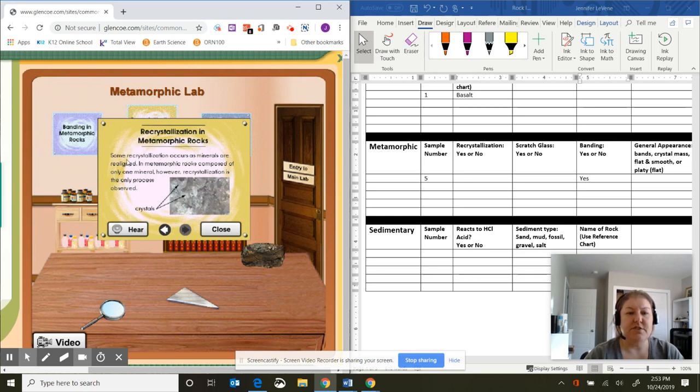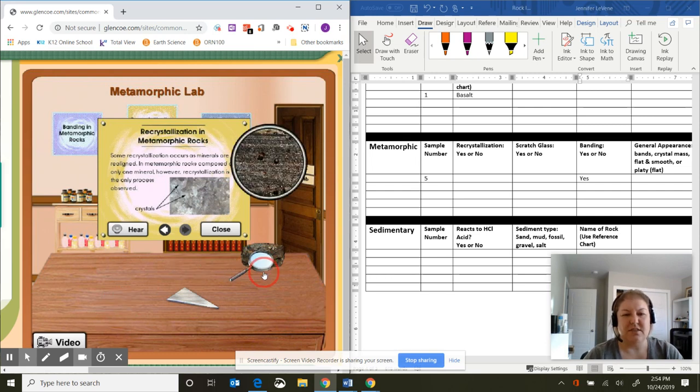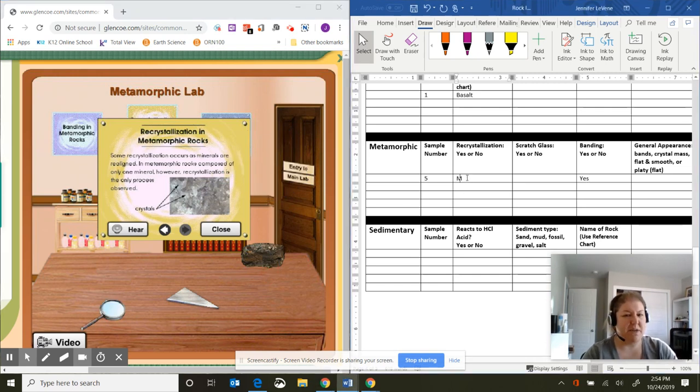The recrystallization occurs as minerals are realigned in metamorphic rocks composed of only one mineral. However, recrystallization is the only process observed. Okay, so I can go back and look at my rock. Do I see crystals? Now, some of those little spots could be crystals. I'm not quite sure. So, does it always have to be yes or no? I could put maybe. Okay, something I can go back to.